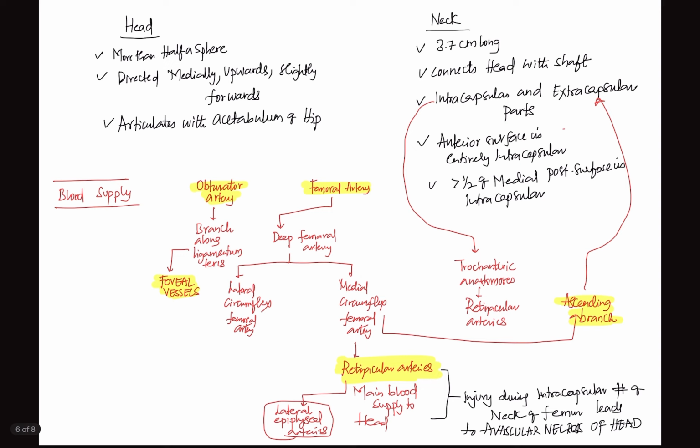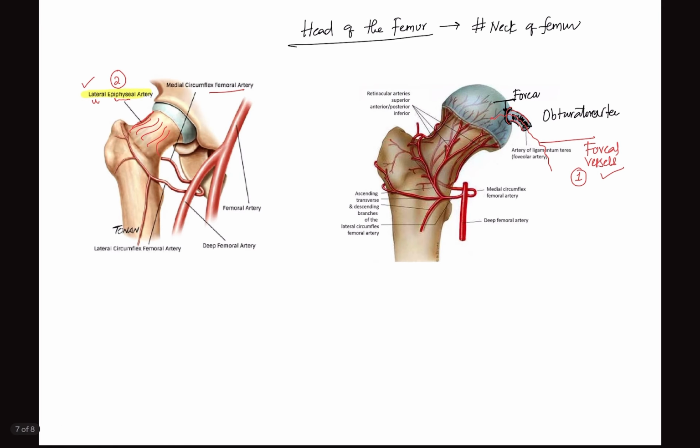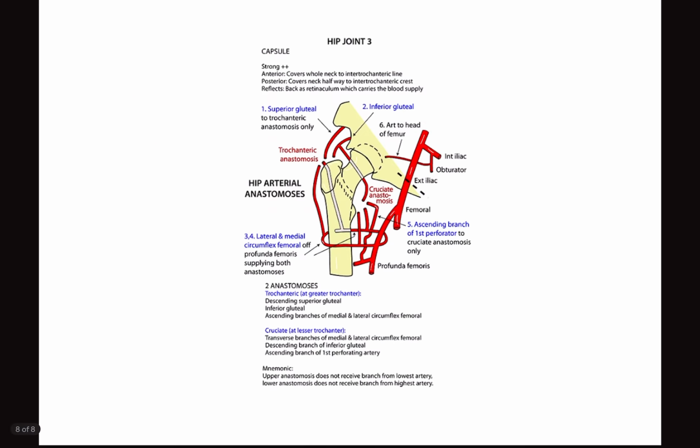As I said, the neck is 3.7 centimeters long. It connects the head with the shaft. The neck has two different parts. The neck has one intracapsular part. The other is the extracapsular part. The details are not given here, but what is very important for you to remember is that the neck of the femur, as I said, has intracapsular and extracapsular parts.